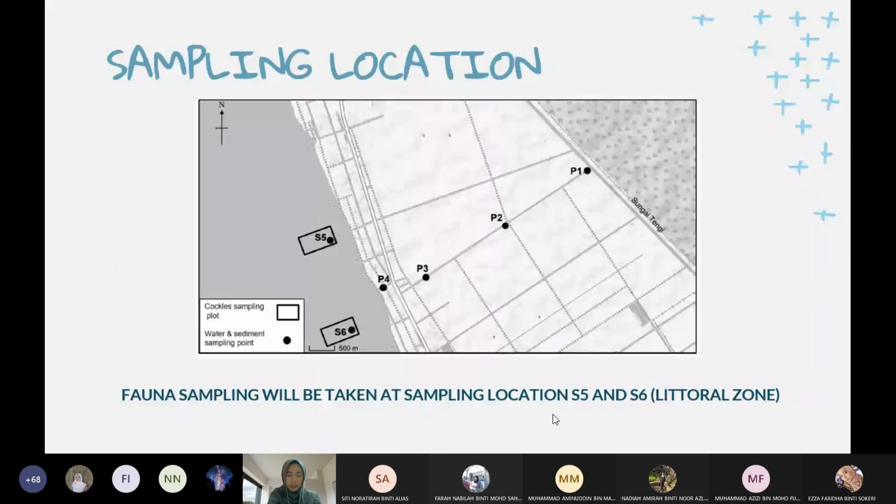Now let's take a look at the location. As you can see in this map, there is a total of 6 main sampling points, which are P1, P2, P3, and P4. S5 and S6. T. granosa are collected from points S5 and S6, which are the cockle cultivation plots in the coastal area. This coastal area is described as the littoral zone, so it has a higher population of T. granosa compared to the other sampling points. Next slide shows the procedure of fauna sampling.